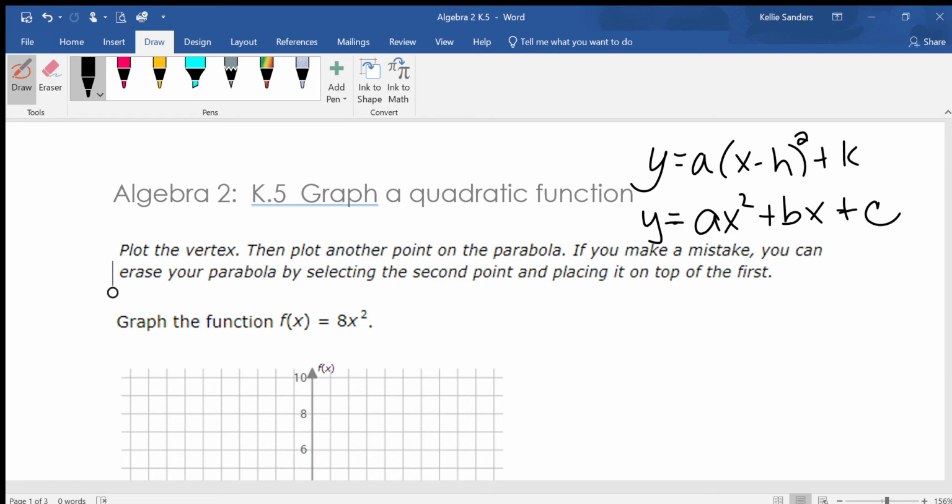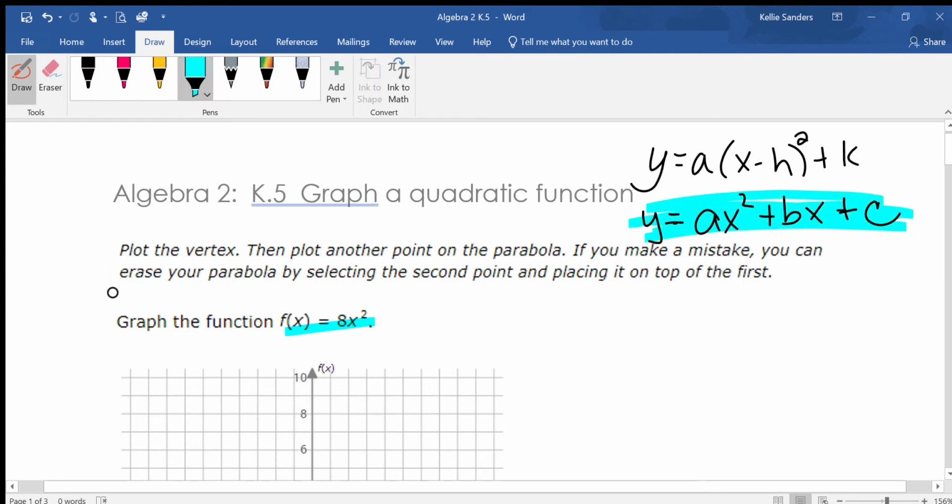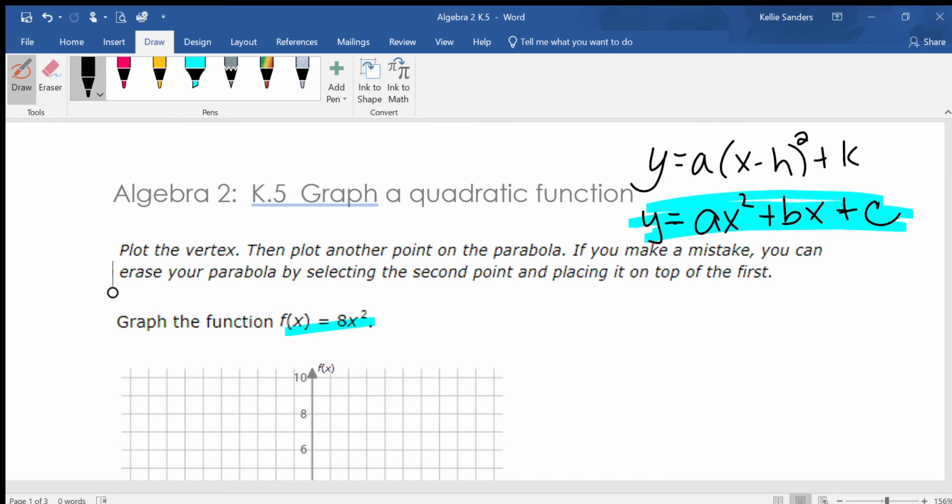So on this, when it says f of x equals 8x squared, that one is this one right here. But it's an easier one because there's not a b and there's not a c. You just have an a and it is 8. Because the 8 is positive, I know just through thought that the parabola is going to be opening up some way. Now, where it opens up, we don't know yet.